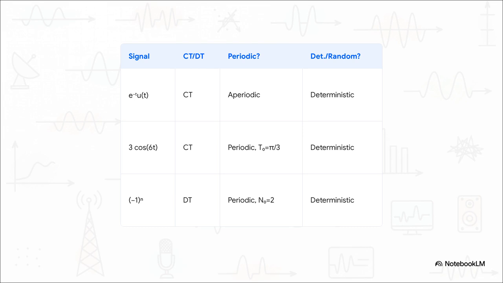See? Easy. Next, cos(6t). Again, defined for all time, so continuous time. Continuous amplitude, so analog. This one definitely repeats, so it's periodic. And, just like the first one, it's defined by a clear mathematical rule, so it's deterministic. And finally, let's look at (-1)^n. Those square brackets are a dead giveaway. It's a discrete time signal. Its value can only ever be +1 or -1, so it's digital. It flip-flops and repeats every 2 samples, so yep, it's periodic. And because we have the exact formula, it is of course deterministic. It's a really systematic process once you get the hang of it.